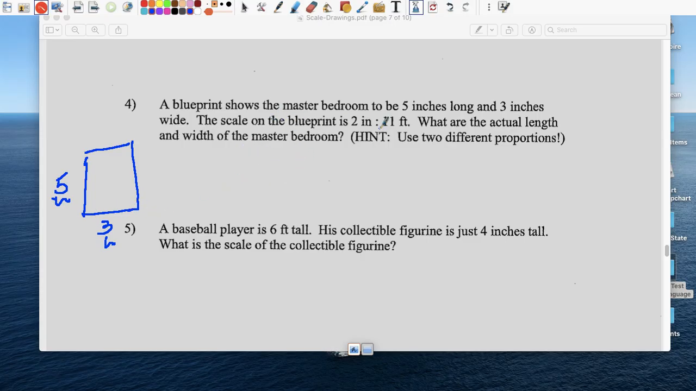So we're going to use the scale that they give us. And it says that 2 inches is 11 feet in real life. So let's take the length here. Let's do this guy. Let's do 3 inches and figure out. So 3 inches is how many feet? I don't know. I'll try and find out.